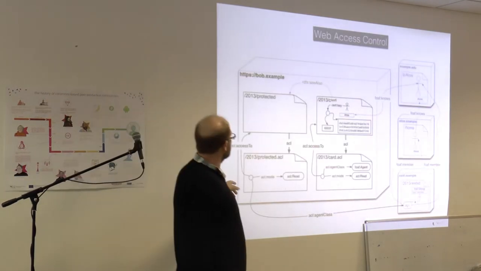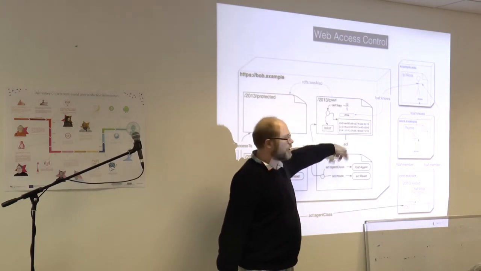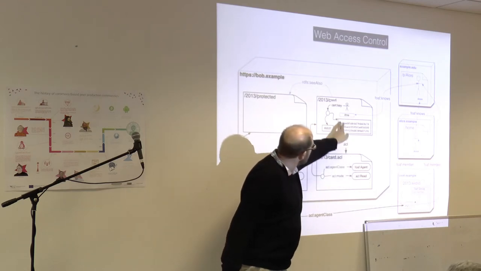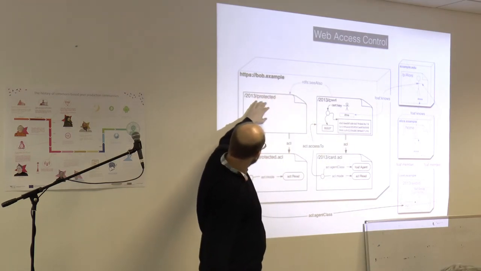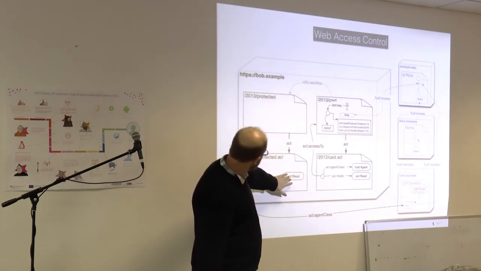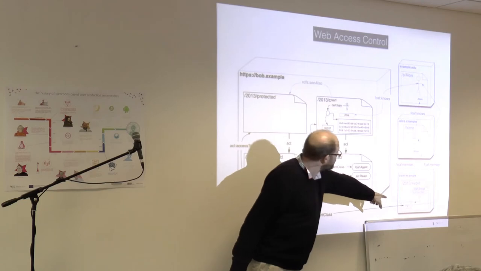You can see how quickly each resource has an HTTP header, a link to an ACL. Members of this gives access to everybody to this resource. This says there's a protected resource which has an ACL, which is here. And this says this can be read by members of this group, which is on another server.